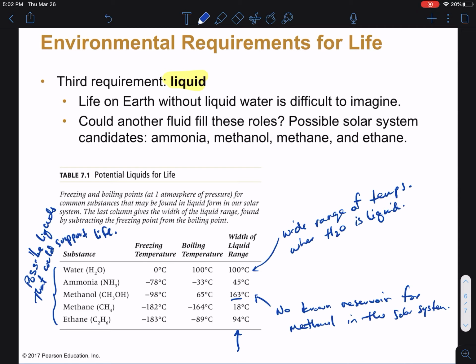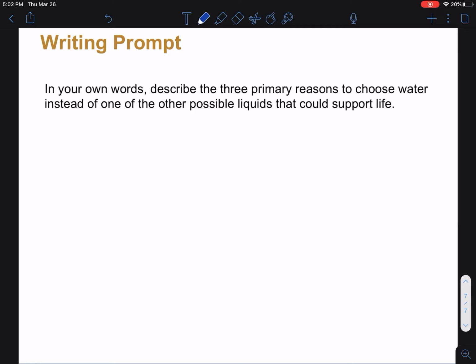All right, so here's our last slide. Again, I want you to take a moment, push pause, and take maybe 3 minutes to write down, in your own words, the 3 primary reasons to choose water instead of one of the other possible liquids that could support life. So what are the 3 primary reasons that we expect water to be the liquid that supports life? All right, hopefully you've gotten something written down now, and I'm going to recap these briefly for you.